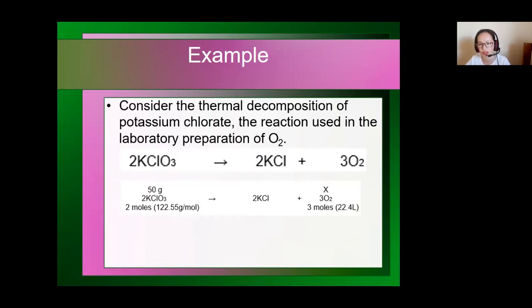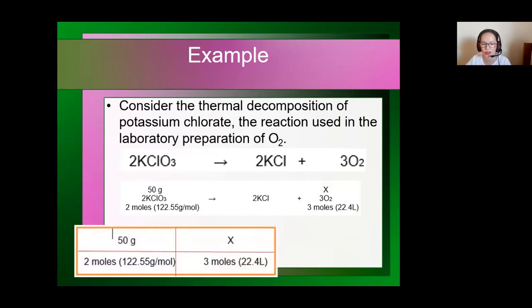In the part of oxygen, take note, according to Amedeo Avogadro, every 1 mole of a substance will always occupy a volume of 22.4 liters. Therefore, since oxygen is 3 moles, you multiply it by 22.4 liters. And how many liters of oxygen can be produced? We have 13.71 liters. So for every 50 grams of potassium chlorate that will be decomposed, we can possibly obtain 13.71 liters of oxygen gas. This is all about gas stoichiometry.